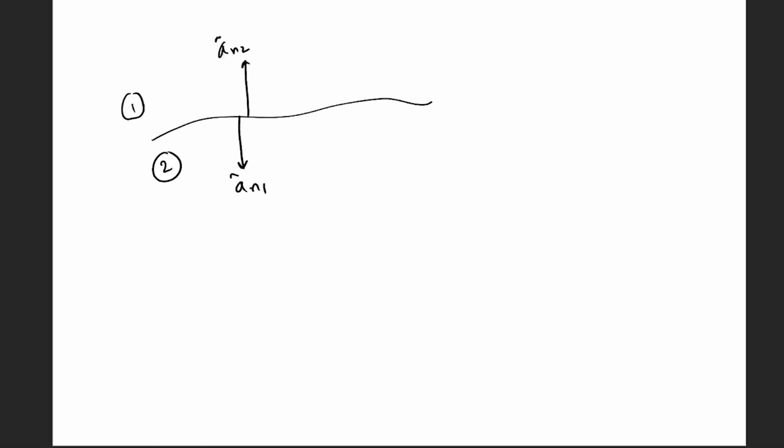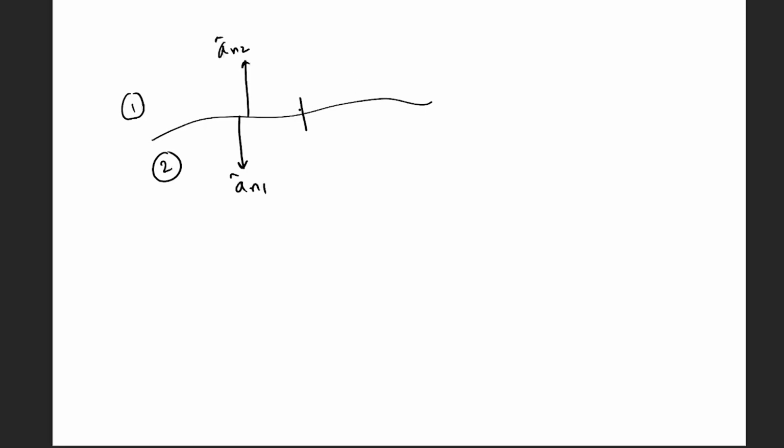So let us take an interface of two media. Let us say this is medium 2, this is medium 1. So the outward normal for medium 1 will be in this direction. So this is a_n1, and the outward normal for medium 2 will be in this direction. This will be a_n2. Now let us try to find the boundary condition for the tangential component.